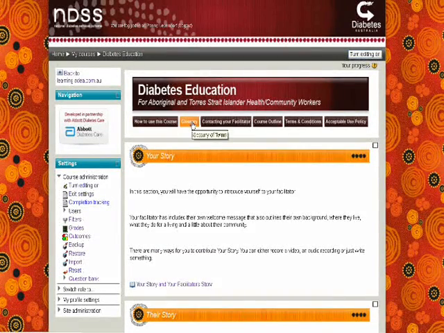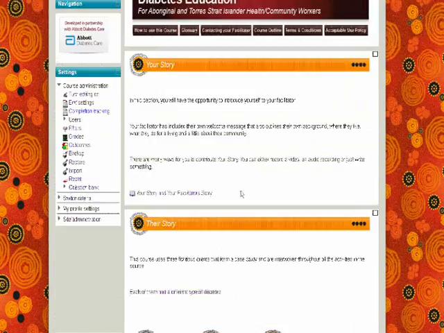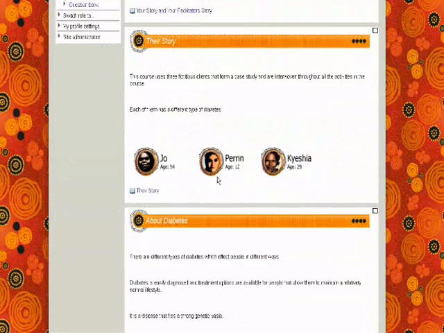In the top block, important information that isn't directly related to the course content has been put. This information is sitting behind links to allow it to be easily accessible but not take up prime real estate within the course. Storytelling is an important feature of Aboriginal and Torres Strait Islander culture.